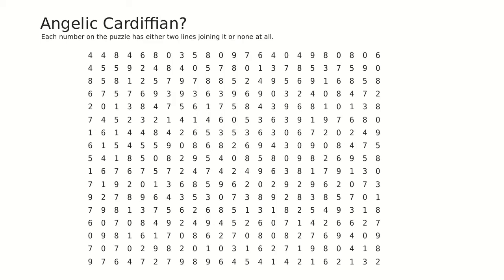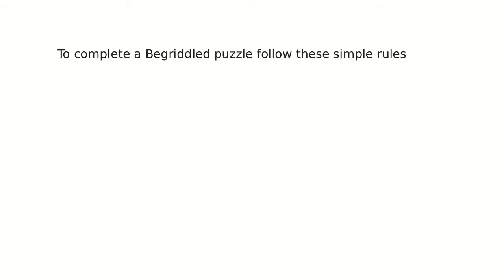So let's look at this puzzle. Angelic Cardiffian. Cardiffian is someone who comes from Cardiff in South Wales, like me. But I'm not an angel. Let's run over the basic rules quickly.